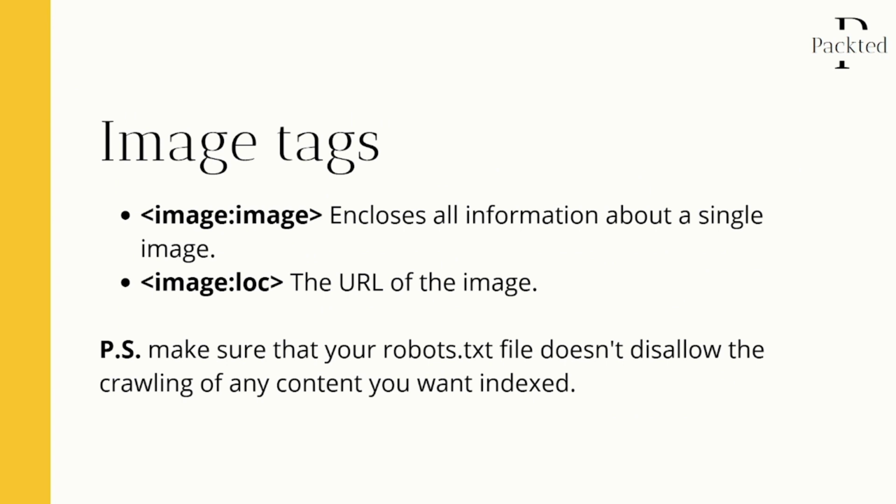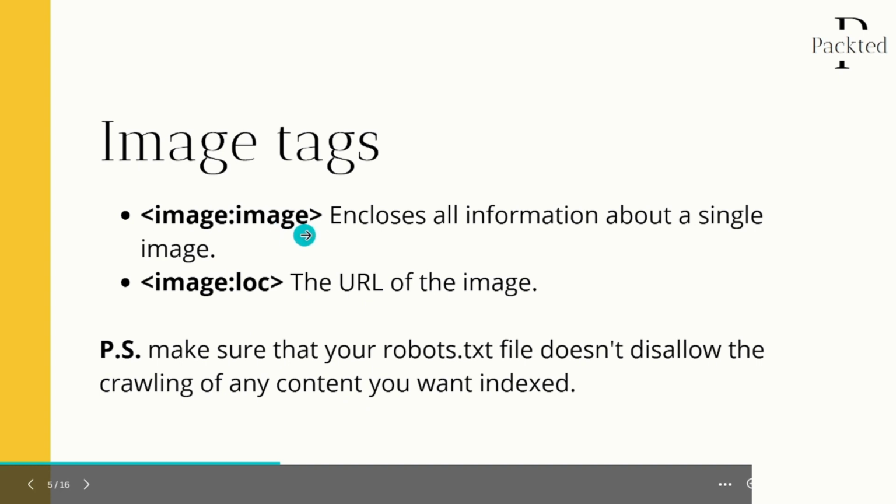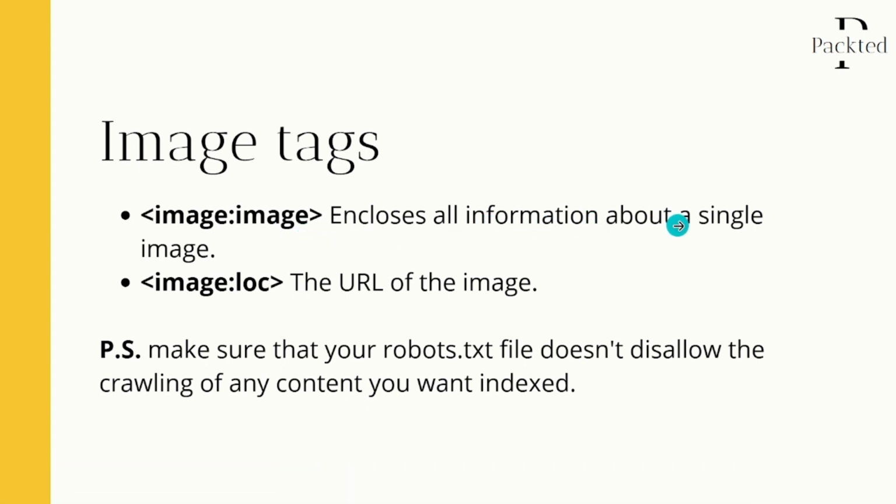Now we are talking about image tags. Mainly there are two tags. There are others, but those are deprecated, so that's why we are not talking about them. The first is the image tag, which encloses all the information about a single image. Next is the image location tag, which is the main URL of the image.